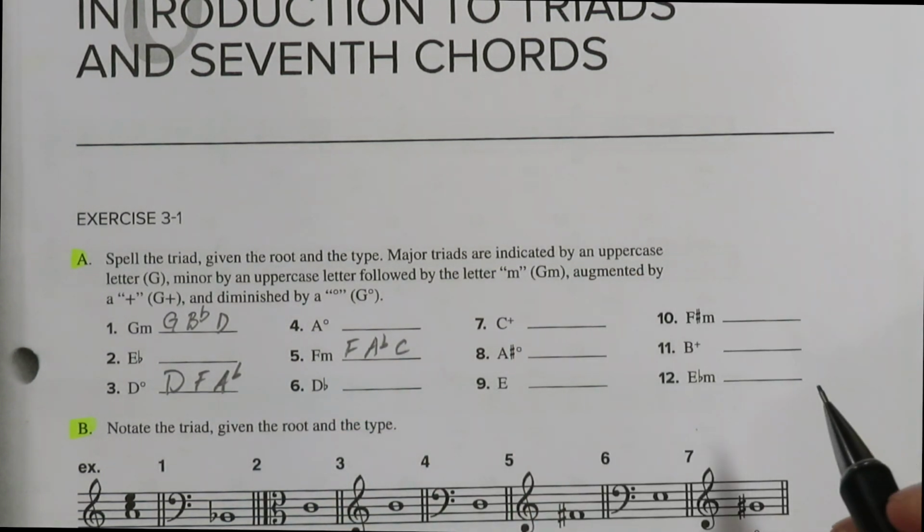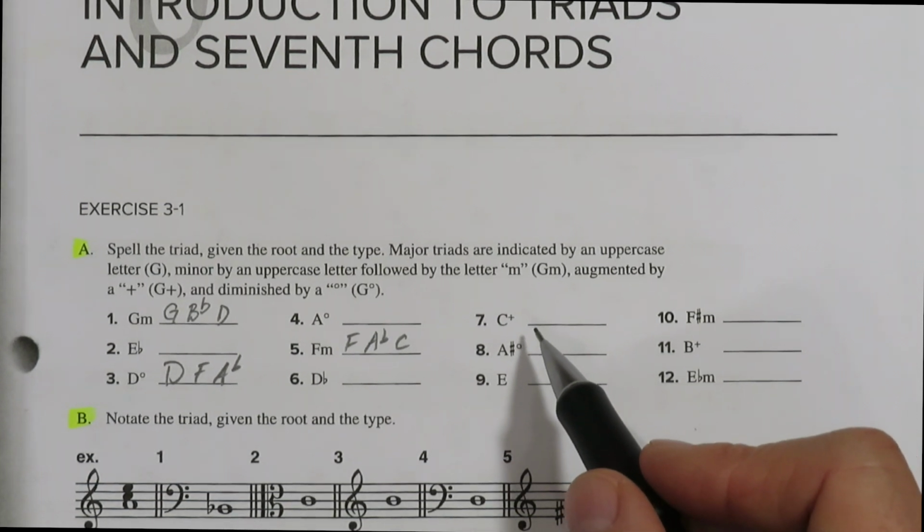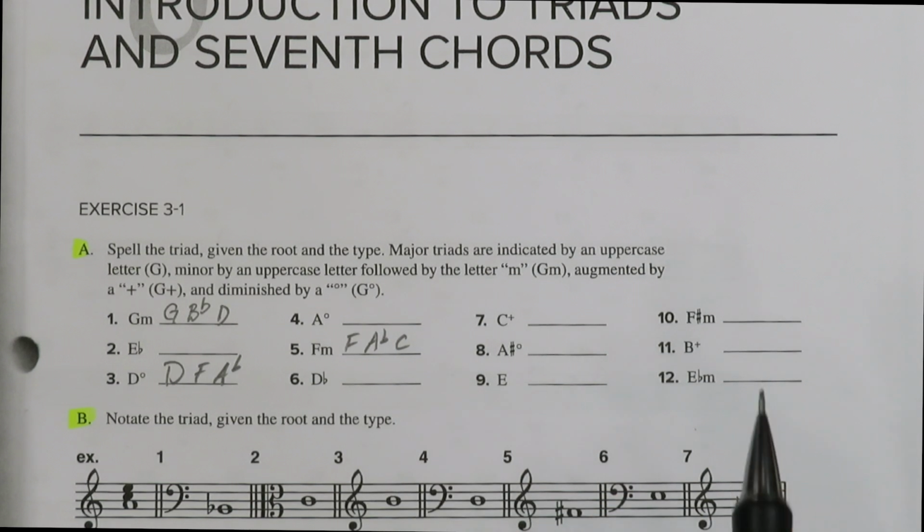Okay. Number 7, C augmented. So remember, the augmented is closer to the major chord, right? The major triad. It's just a little bigger. So let's build a C major.